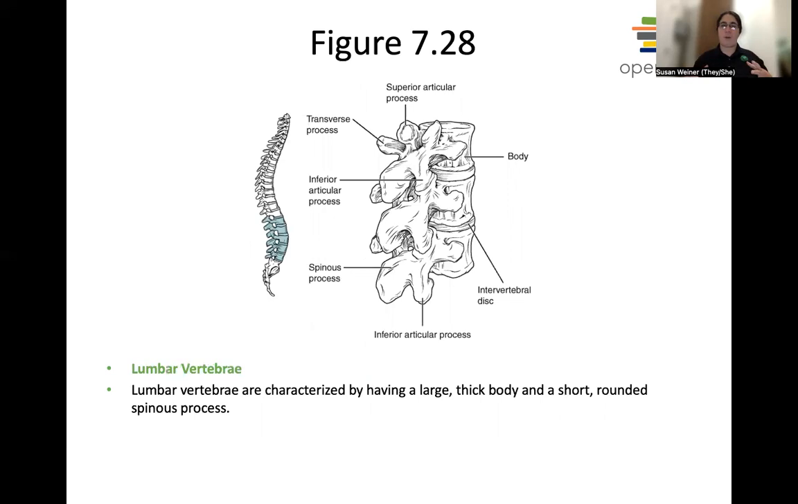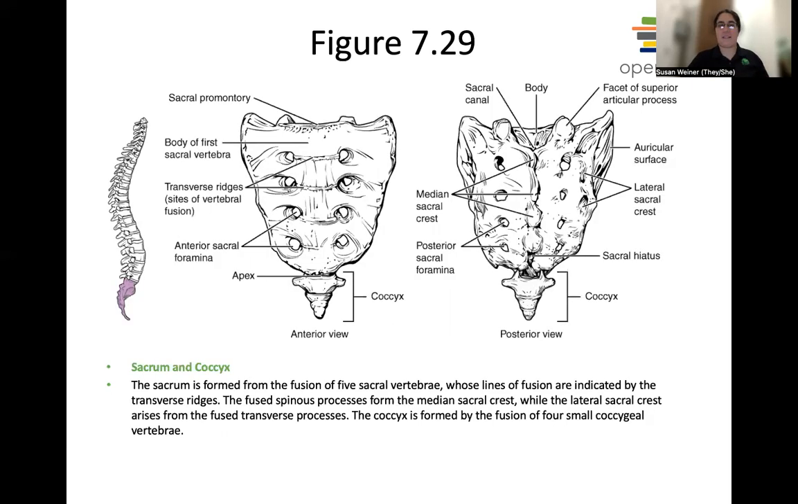Coming down to the lumbar vertebrae. The lumbar vertebrae have a large, thick body and a short, round spinous process without that long, sticking out articulation. They're big, they're solid. These need to hold up the weight of the whole upper half of your body. They're mostly just sturdy. You will really see that when you get your hands on them.